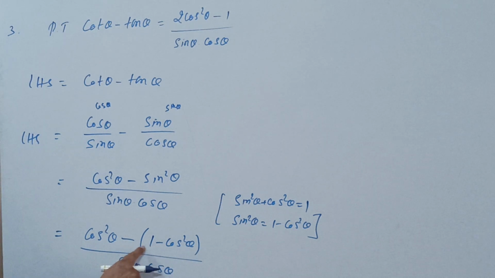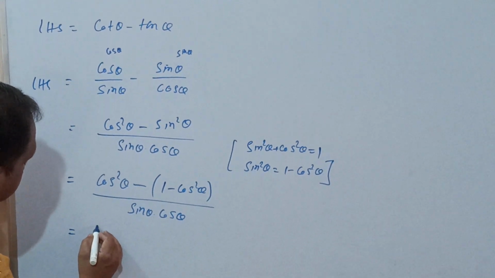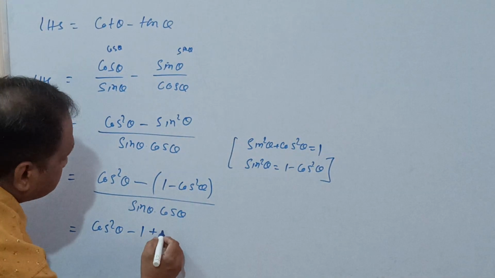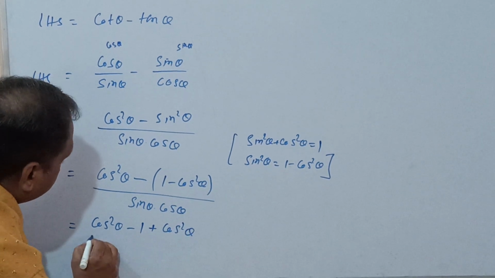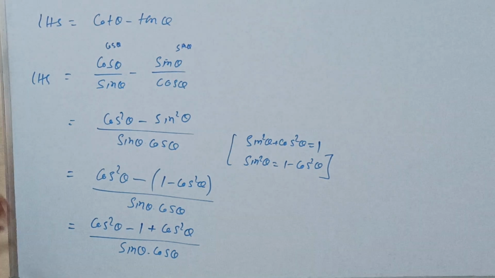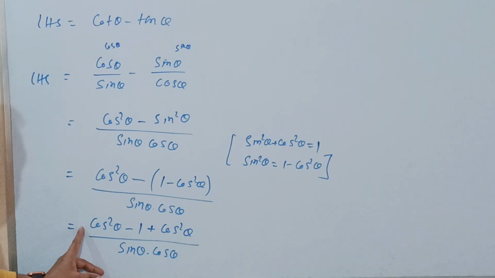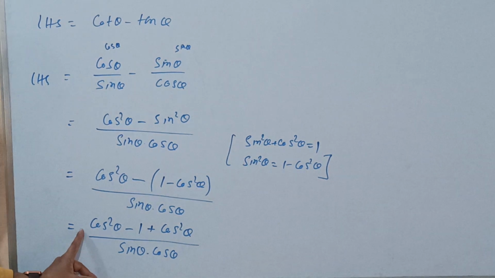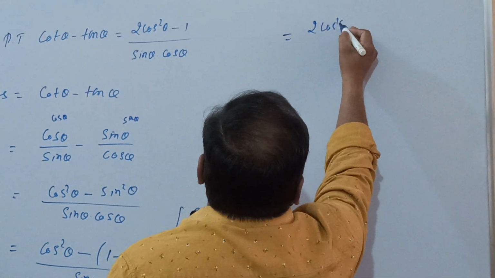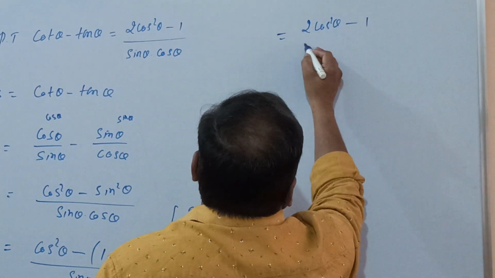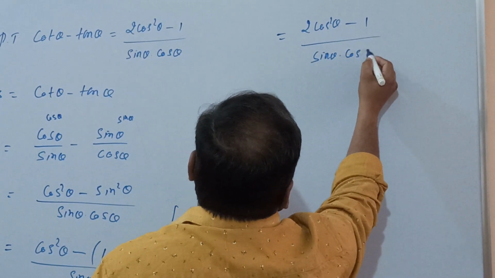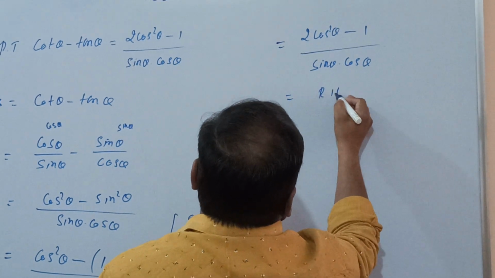So here I will multiply this bracket by minus. So cos square theta minus 1, minus into minus plus, it becomes cos square theta, whole divided by sin theta into cos theta. Here cos square theta plus cos square theta, both are positive, it becomes 2 cos square theta. So here 2 cos square theta minus 1 whole divided by sin theta into cos theta. Hence proved. This is the RHS.